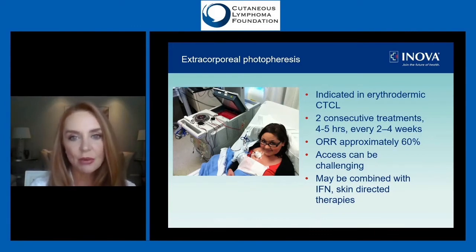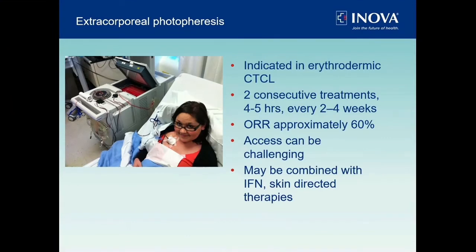So this is a patient undergoing ECP. It's given in 2 consecutive treatments, meaning say Monday, Tuesday, every 2 weeks or every 4 weeks. Each session takes about 4 to 5 hours, so it's a pretty lengthy process. The overall response rate in Sézary patients can be as high as 60%.